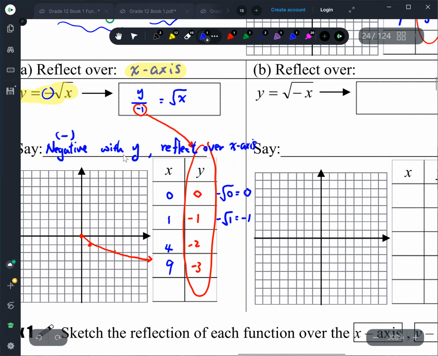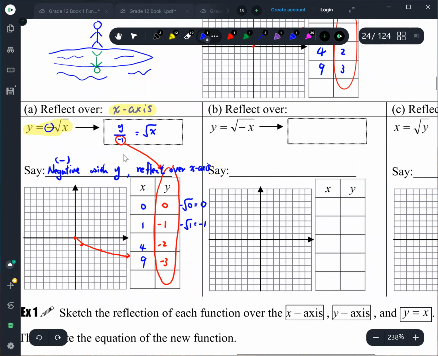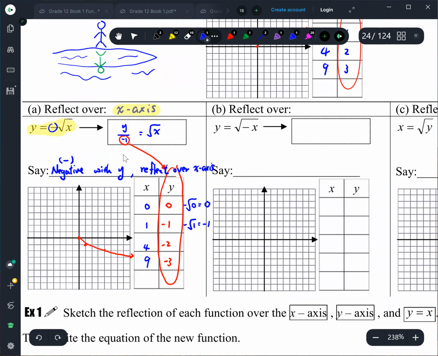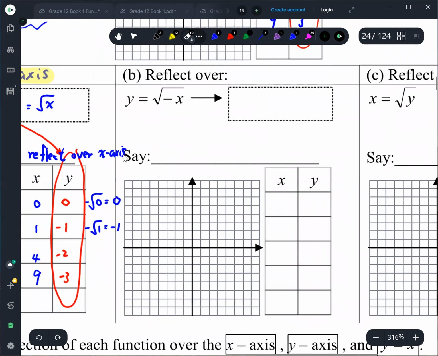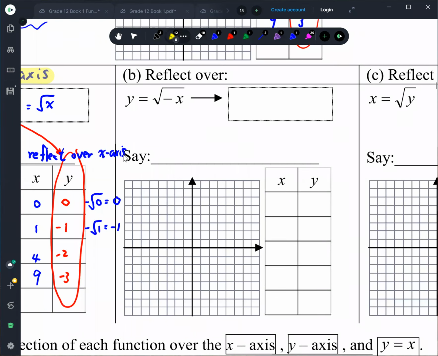Okay, so let's try the next one. The next one, the negative is not with the y anymore, right? This time the negative is with the x. Okay, let me erase this highlight. So we have the second one here. Right, we have a negative. This time the negative is inside.